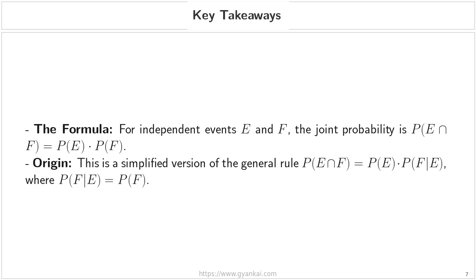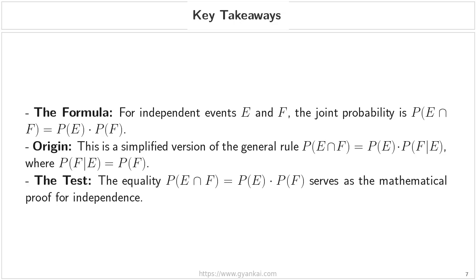It is also important to remember the origin of this rule. As we discussed earlier in the derivation, this isn't just a random formula. It is actually a simplified version of the general multiplication rule. In the general rule, we have the probability of E intersected with F equals the probability of E multiplied by the conditional probability of F given E. However, because we have established that for independent events, the conditional probability of F given E is simply equal to the probability of F, the formula becomes much more straightforward.